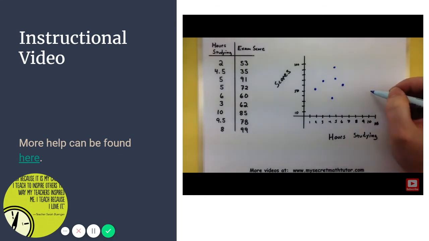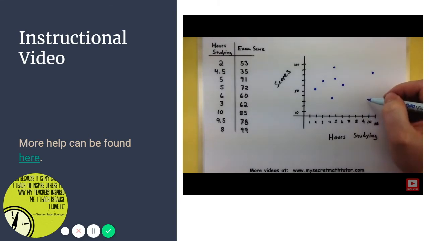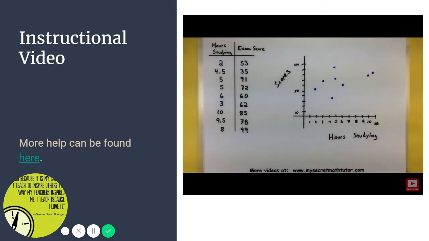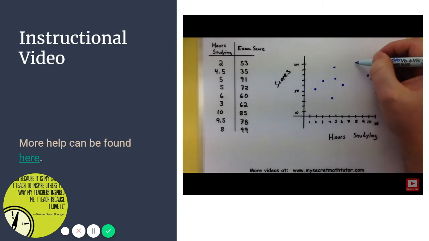There's 50, 60, 70, 80, halfway, 85. Let's see, 9.5, so halfway between these two. This one's going up to 78. So 50, 60, 70, almost 80, but not quite. Let's see, one more. 8, oh, they almost got a perfect score. 99, way near here at the top.